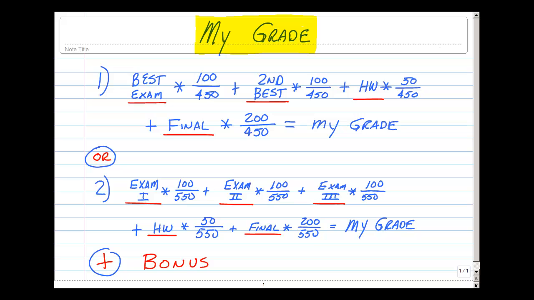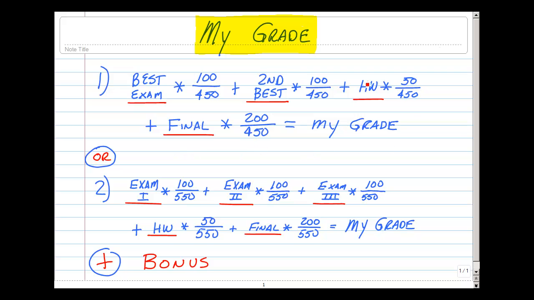So of your 3 exams, I'll take your best score on a 0 to 5 point scale and multiply that by the weight, which would be 100 out of 450 possible points. Do the second best exam, again between 0 and 5, and multiply that by the weight. This is assuming I'm going to drop your worst test on the 0 to 5 point scale. Do the same thing for the homework, but its weight was 50 out of the 450 points. And then lastly, the final is going to be worth 200 out of 450 points. And that's how I determine your grade.